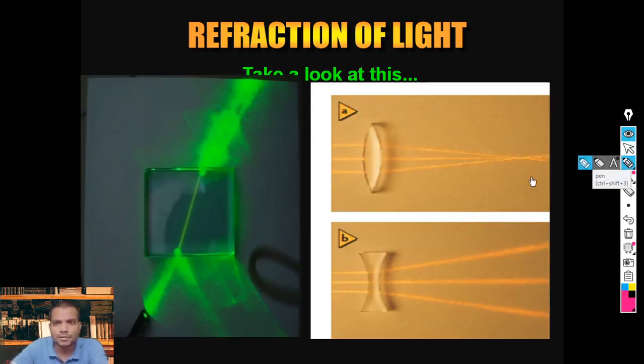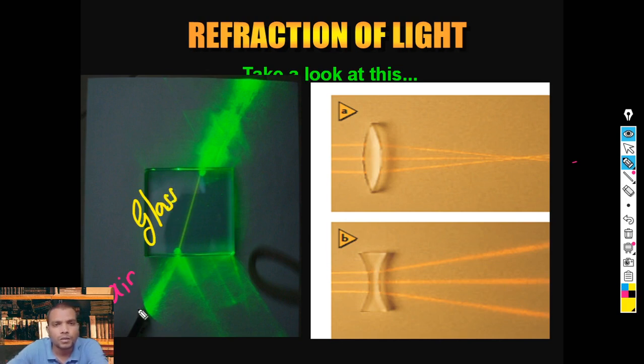What is refraction? When light travels from one medium to another medium, it bends towards the normal or away from the normal. So here you can take the air medium and this is the glass medium. When light is entering from air to glass, if we draw the normal, it is bending towards the normal. Air is a rarer medium. Like that, when light is coming from a denser to a rarer medium, it is bending away from the normal. So this is known as refraction.